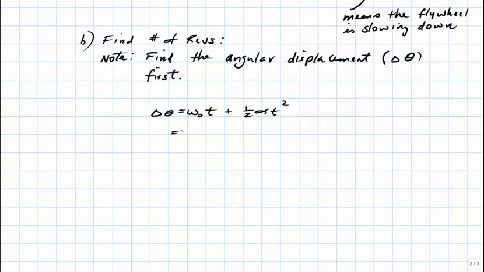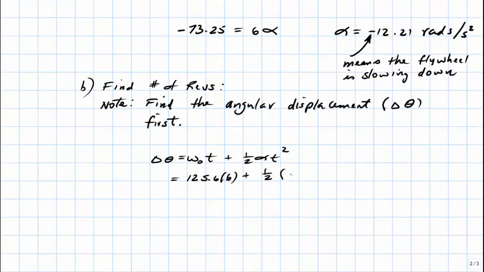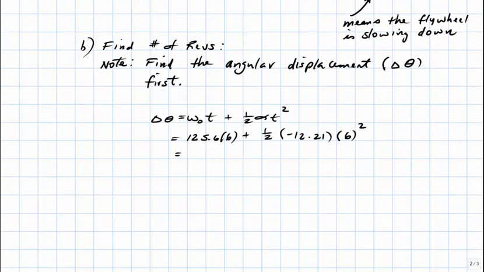Omega 0 was given as 125.6. The time equals 6 seconds plus 1/2. The value for alpha was negative 12.21, and the time once again equals 6 seconds. If we enter these values into our calculator, the result equals 533.8 radians.